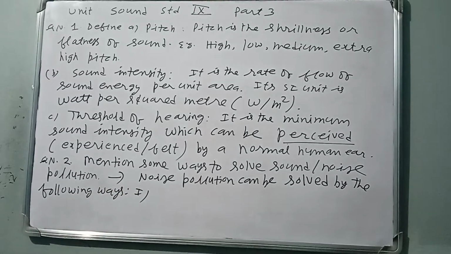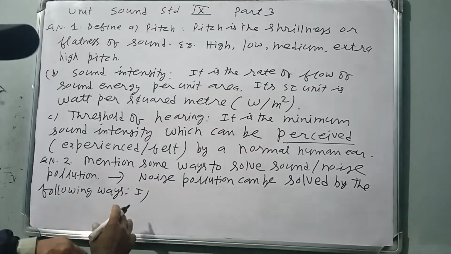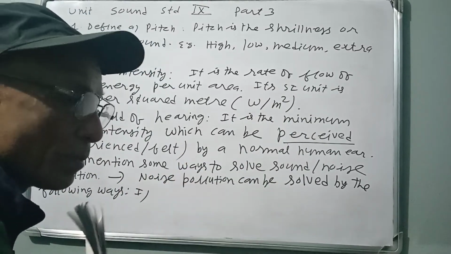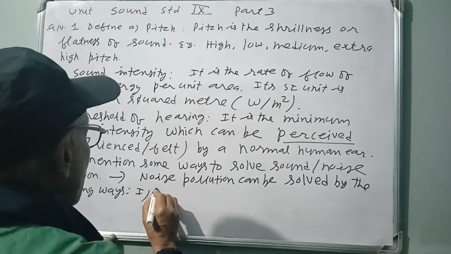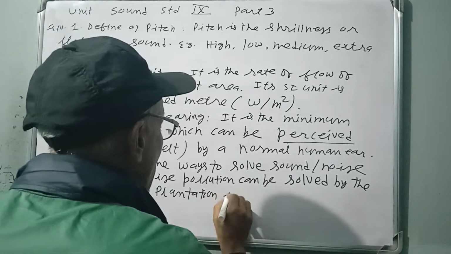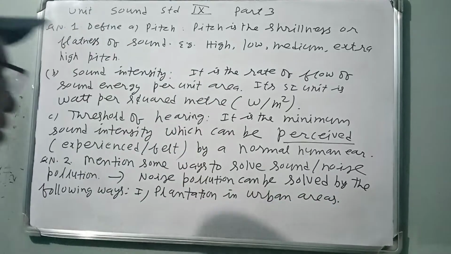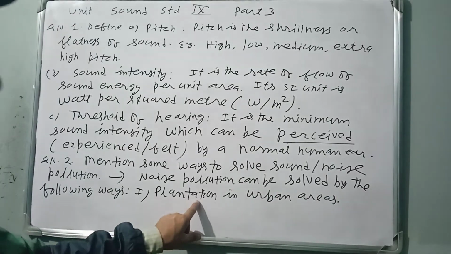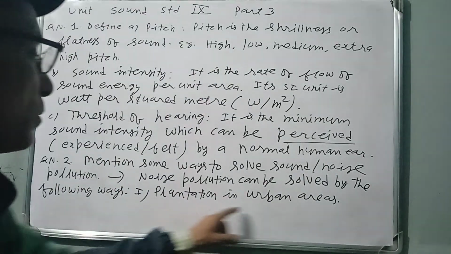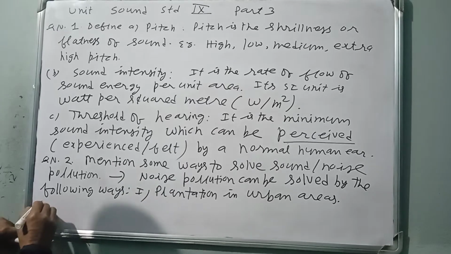Many people are confused. Afforestation is one. Plantation in urban areas. Plants also absorb unnecessary sound. The leaves absorb unnecessary sound, and anyway sound pollution or noise pollution is reduced to some extent.